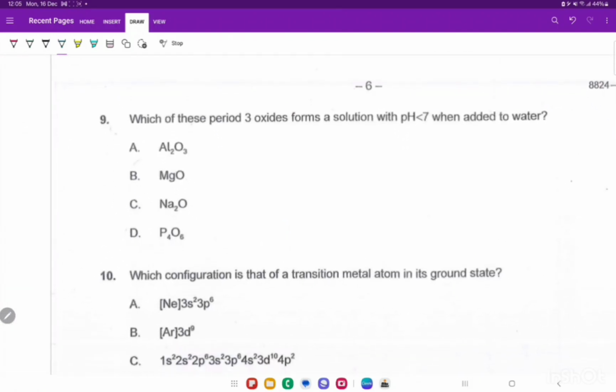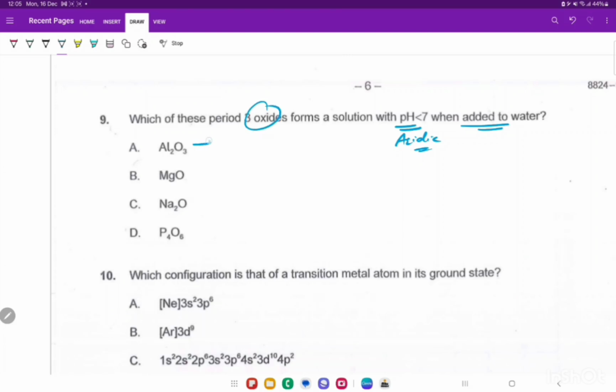Which of these period 3 oxides form a solution with pH less than 7? I want pH less than 7. It means it should be acidic in nature. This shows pH less than 7 when added to water. So these oxides should be acidic in nature.